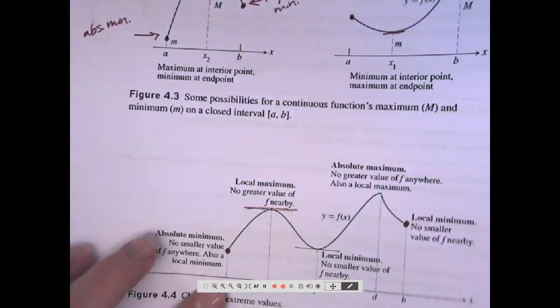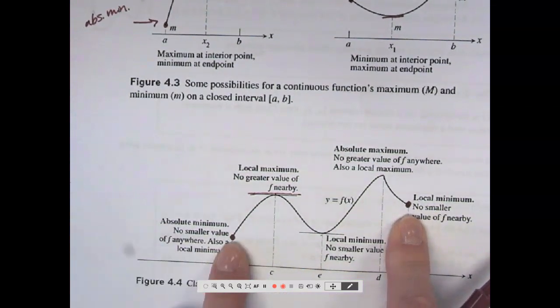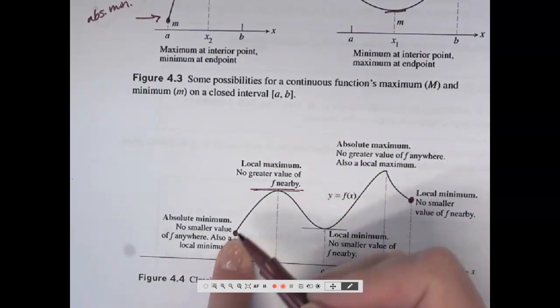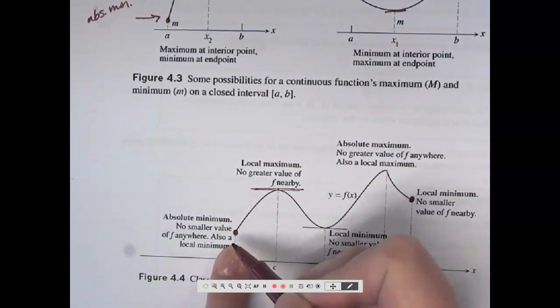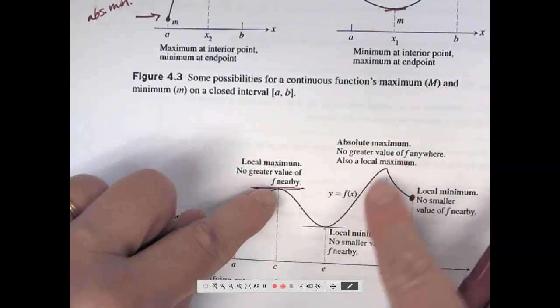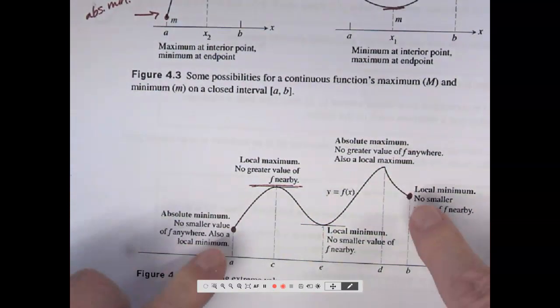Because look at the endpoints. This was a local min. This was an absolute min. But the derivative isn't 0 here. And the derivative isn't undefined here either. So in addition to looking for where the derivative is 0 and undefined, we have to also check the endpoints.